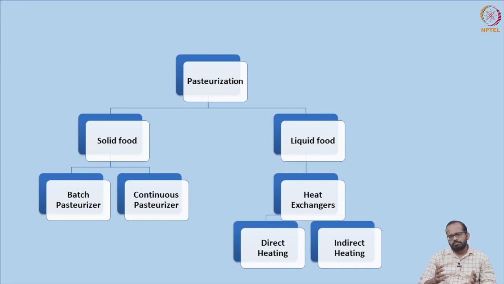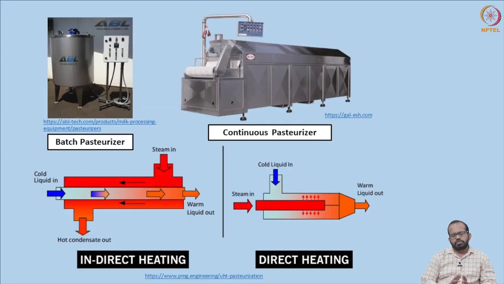The heat exchangers are of two types: direct heat exchangers and indirect heat exchangers. Batch pasteurizers are machines which can process a limited amount of material, and for each batch the machine has to be stopped, the container needs to be opened, the batch needs to be removed, and an additional batch needs to be added. That is why it's called batch pasteurization. There are also continuous pasteurizers, where the process is continuous and an unlimited number of containers can be pasteurized at a time. A large number of batches can be continuously processed.